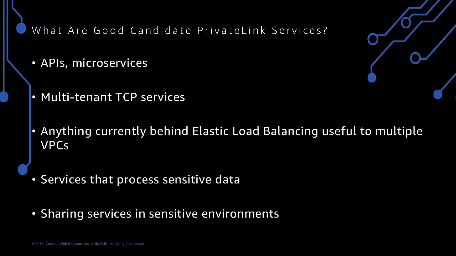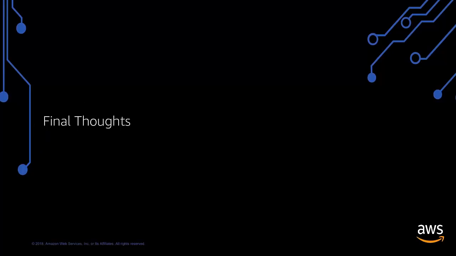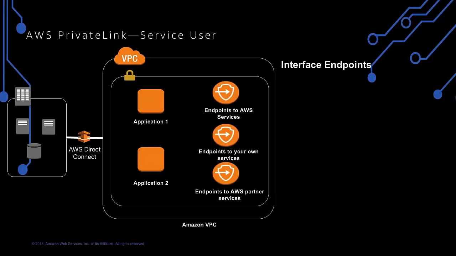So if we take a look at some final thoughts and try to wrap this up a bit, if we summarize this whole thing, we've got these interface endpoints now. This is what your VPC looks like. You've got a couple of instances in your subnet, and now you can get endpoints to three different places. You've got endpoints to AWS services. You've got endpoints to your own services. So if you want to share out your own API server or your own DevOps infrastructure or any of those types of things, you can do that.